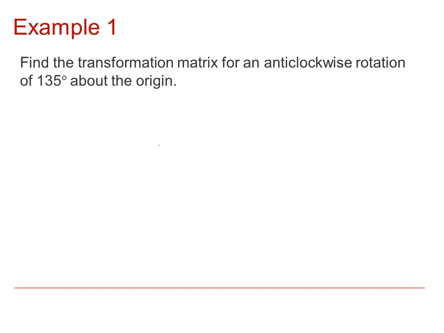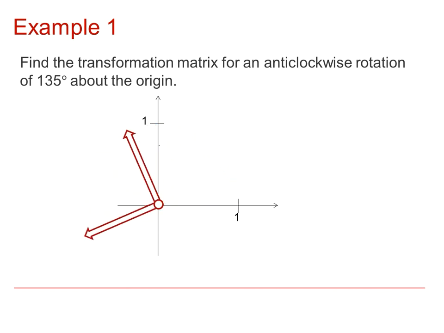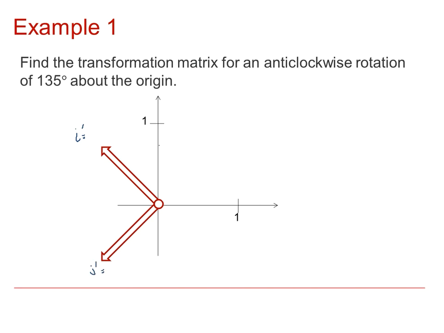I now want to consider a slightly more complex situation, this time an anti-clockwise rotation of 135 degrees about the origin. Well, we can do exactly the same as we've done before, considering the vectors i and j and seeing where they end up when we do the rotation. So this is a positive 135 degree rotation and we end up in this position. Now what we need to do to calculate the matrix is to calculate the value of i dashed, which is this vector here, and j dashed, which is this one.